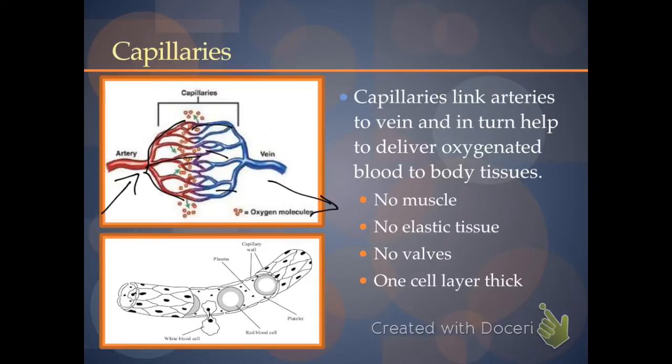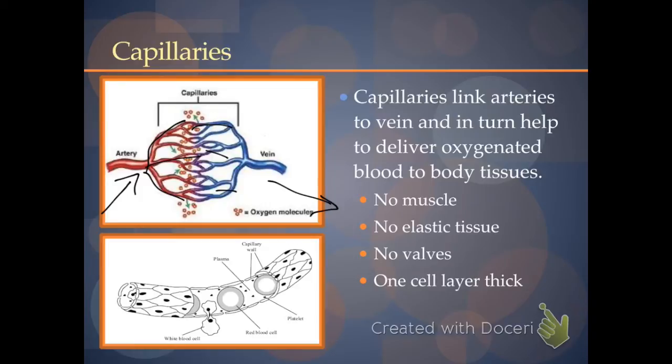So the characteristics of capillaries are that they have no muscle, okay? They have no elastic tissue because again, the blood is not flowing through at super high pressures once it hits the capillaries. They have no muscle tissue, no elastic tissue, no valves. They're super, super simple. And the wall of a capillary is only one cell layer thick.